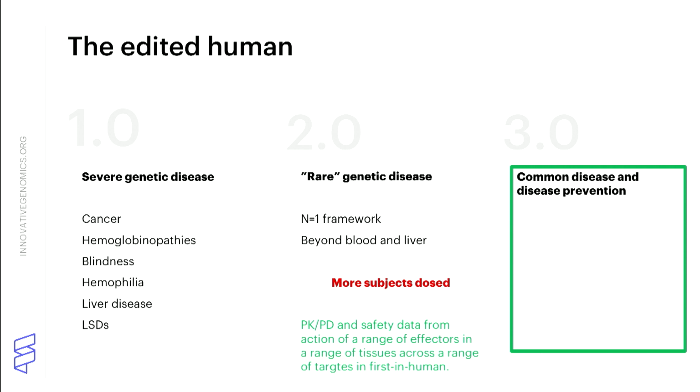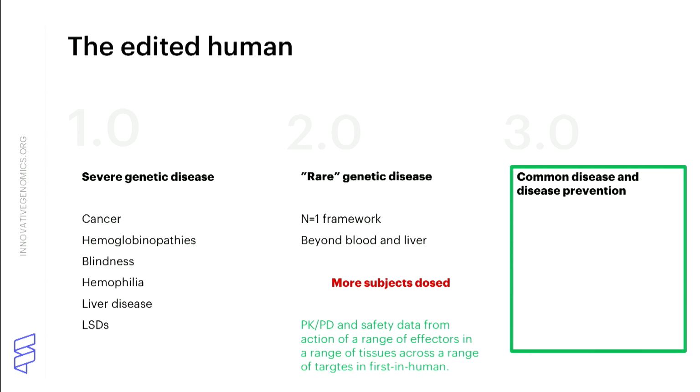So, last slide. Right now, the 1.0 edited human is severe disease. That's what's in the clinic. We're about to start cancer, hemoglobinopathies, blindness, hemophilia, liver disease, lysosomal storage disease. 2.0, I think, is we take rare disease and we create a framework for treating rare diseases scalably, and we develop delivery that goes beyond blood and liver.